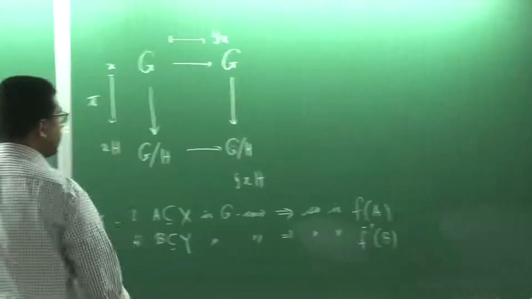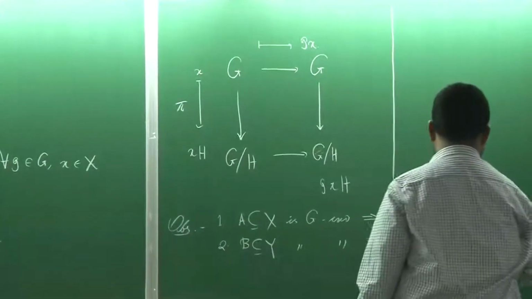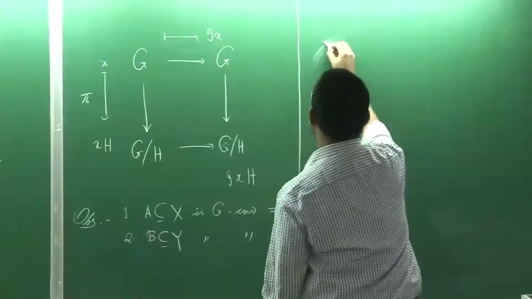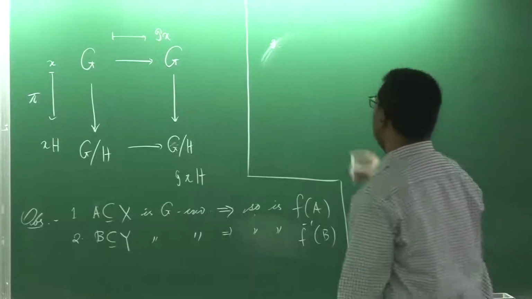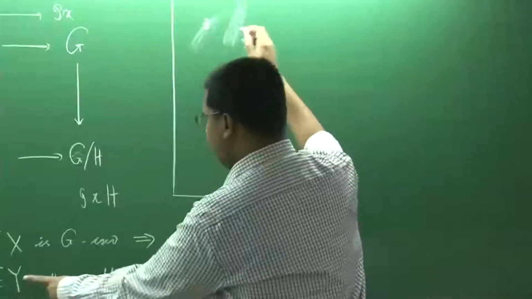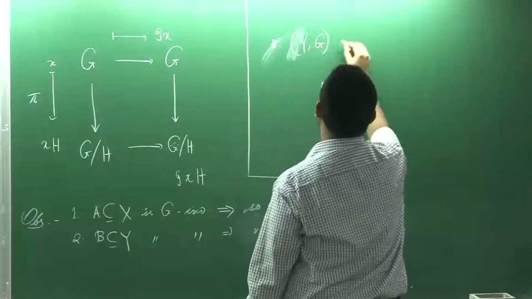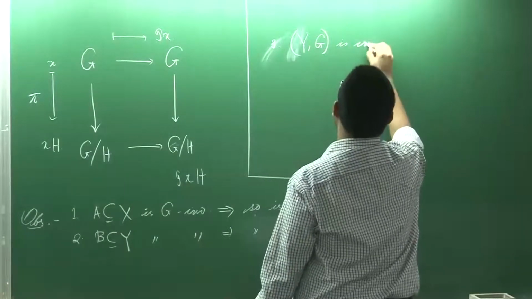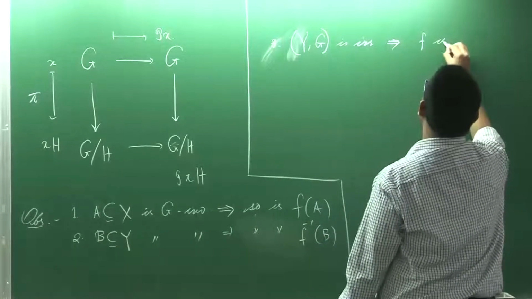So, from this it follows that, maybe I can record that as the third one. So, if Yg is irreducible, then F has to be onto.